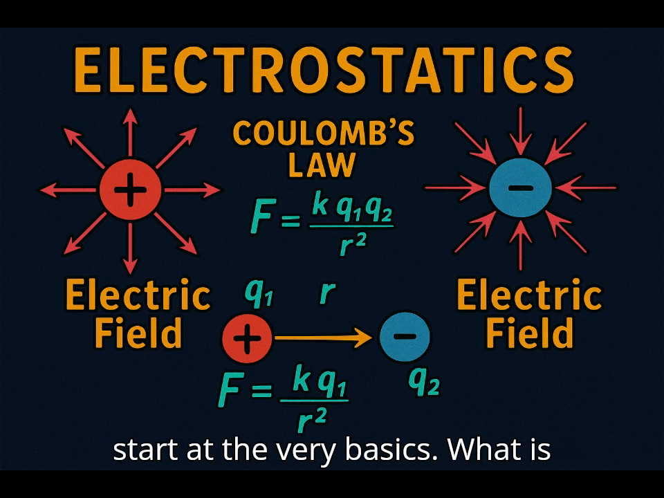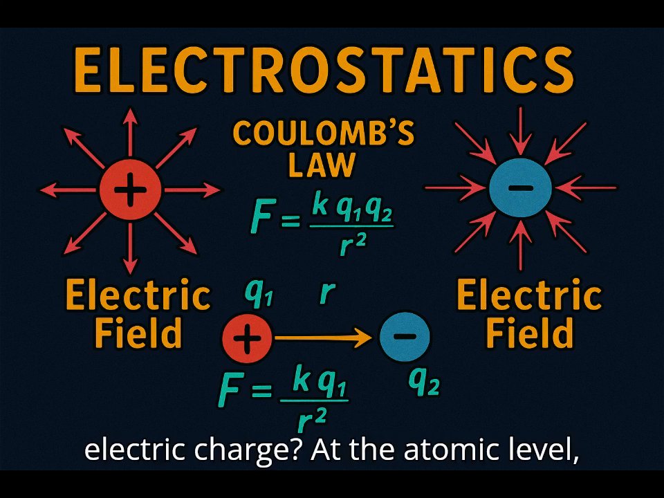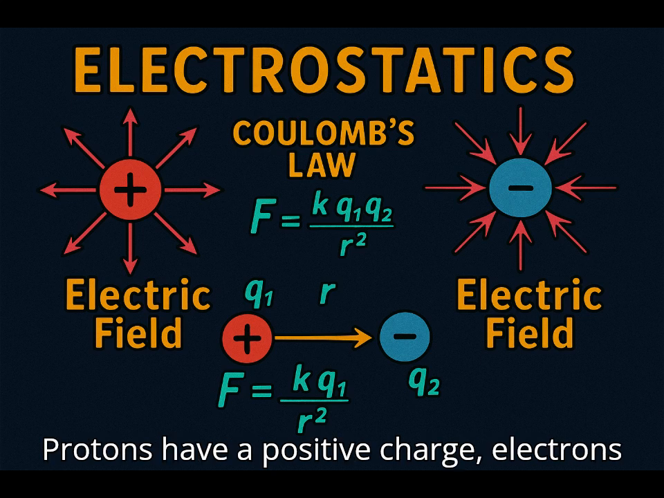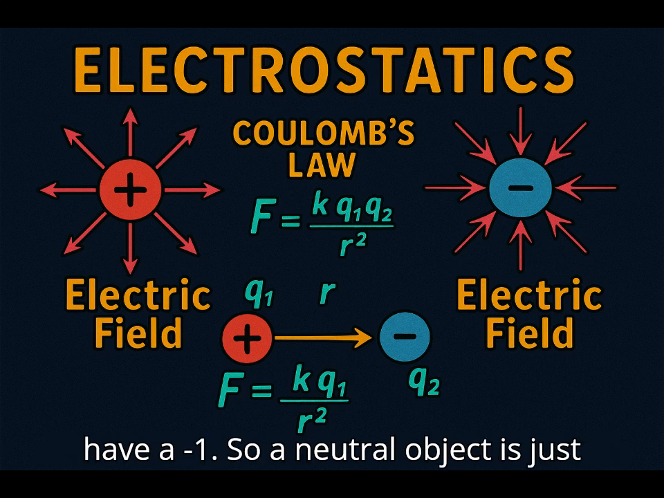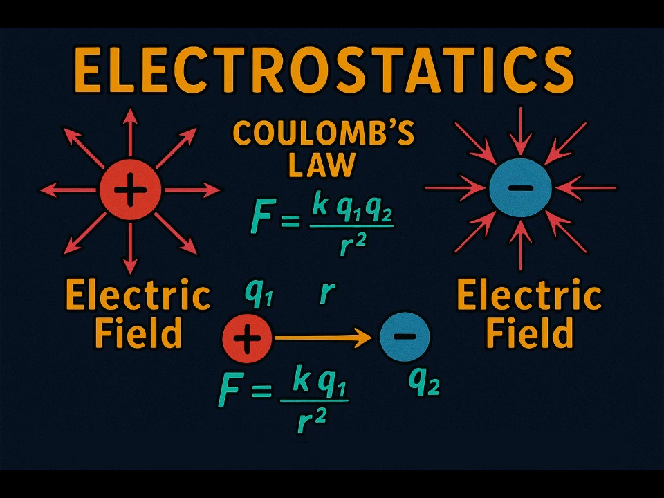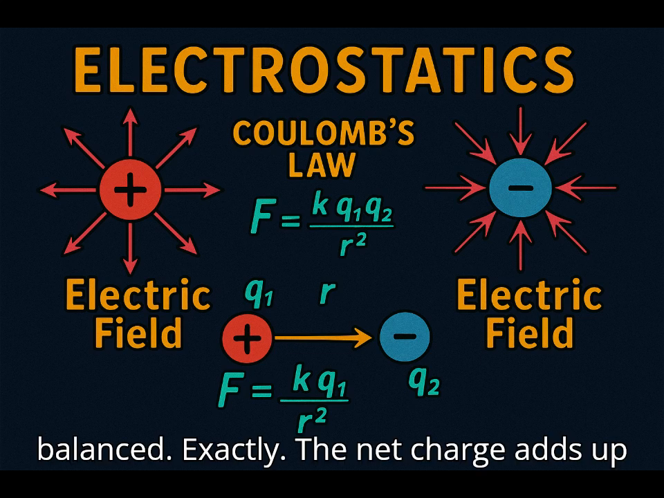Let's start with the very basics. What is electric charge? At the atomic level, it's all about protons and electrons. Protons have a positive charge, electrons have a negative one. So a neutral object is just balanced. Exactly. The net charge adds up to 0.